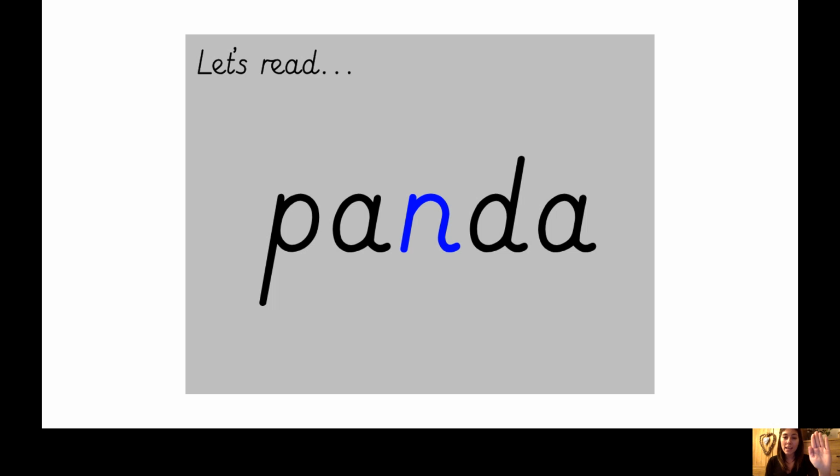Sound talking hands ready? Let's have a read of that word on the board. Panda. So there is that letter N making the sound. Let's have a look at our next word. Is it kneel? Oh no, I need to remember the K and the N is working together here to make that sound. Let's have a go using this digraph.